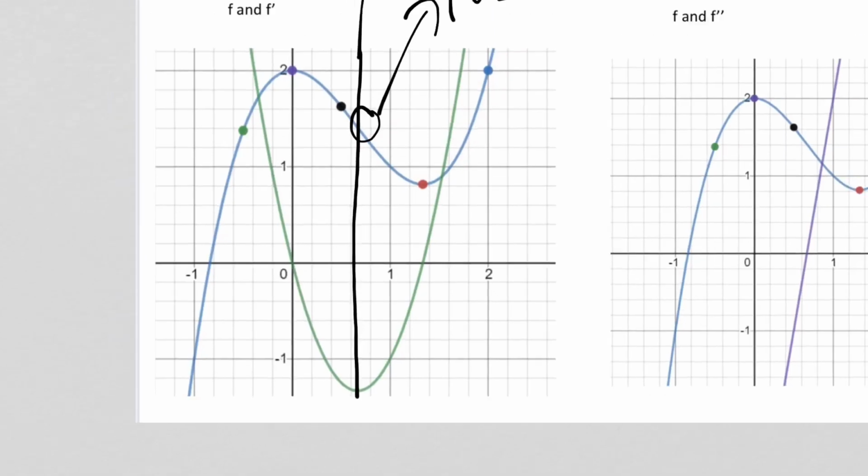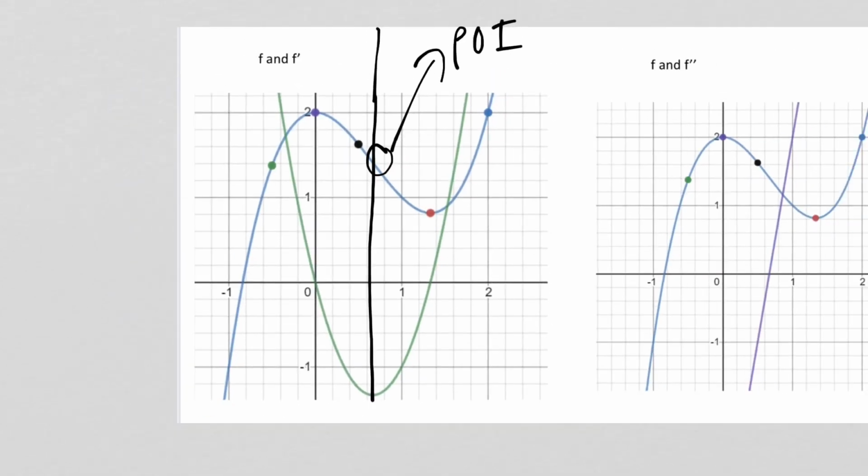And then the other thing we can notice is that we have our maximum right here where f prime goes positive to negative, and our minimum right here where f prime goes negative to positive, right? Corresponds with the maximum of f and the minimum of f. And then when f prime itself is at a minimum, that's where f prime has gone from decreasing to increasing, which means f double prime is going to go from negative to positive, concave down to concave up.